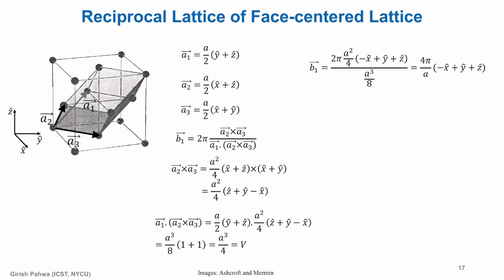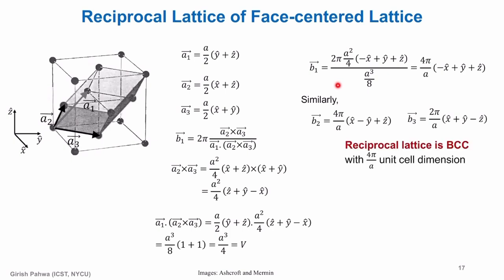Now you use the same formula, calculate b1, b2 and b3. You will find that b1 is this, b2 is this, b3 is this. Now go back and check. A1, A2 and A3 I mentioned for BCC, they are very similar. This part and this part are exactly the same. Okay. So this has the form of BCC. FCC gives you a reciprocal lattice BCC of lattice constant 4 pi by a.